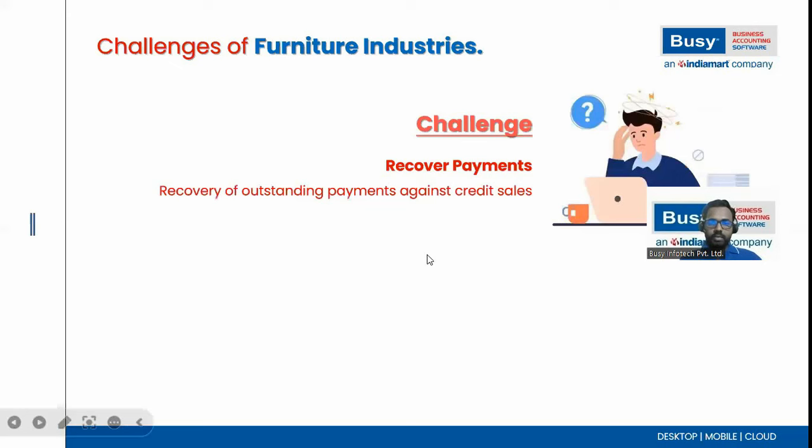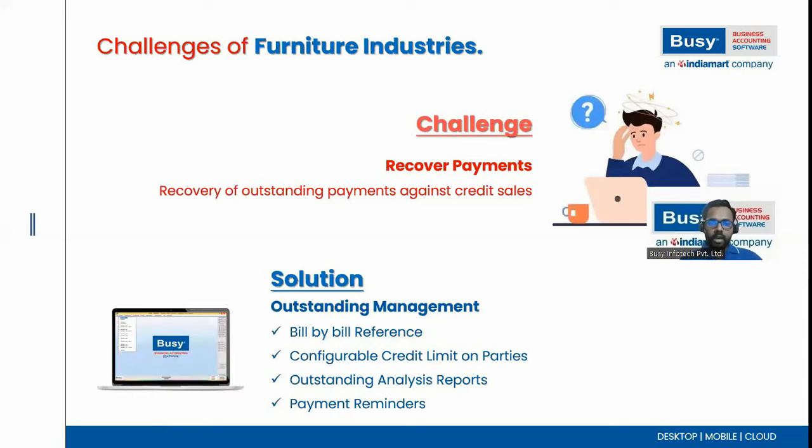Going further, let us discuss some more challenges of Deepak Ji's. He was facing other problems like recovering payments, what the credit limit of the party will be, and how he will get warnings. In Busy he will find the solution: bill by bill reference management. You can use this feature to manage your bill by bill references, and you'll get a warning once the credit limit is exceeded, amount wise or day wise. The billing operator will get the warning message, and if you want, you can stop the billing for that particular party also.